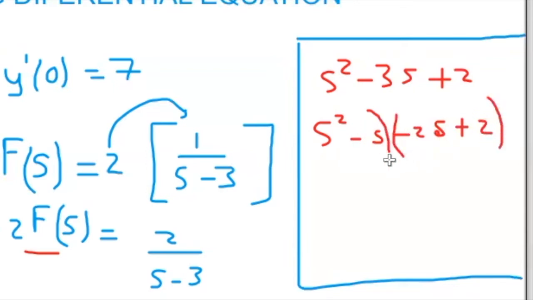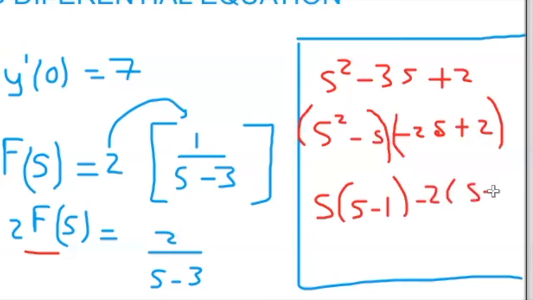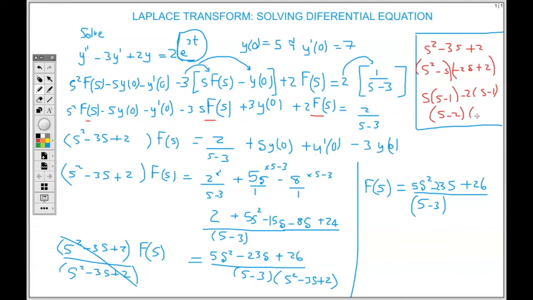Now grouping, I look at the first bracket. What can I factor out? I can factor out an s, and I'm left with s minus 1. In the second bracket, I can factor out a minus 2, and I'm left with s minus 1. So this is s minus 2 and s minus 1. So replacing where I would have my quadratic with s minus 2 and s minus 1.